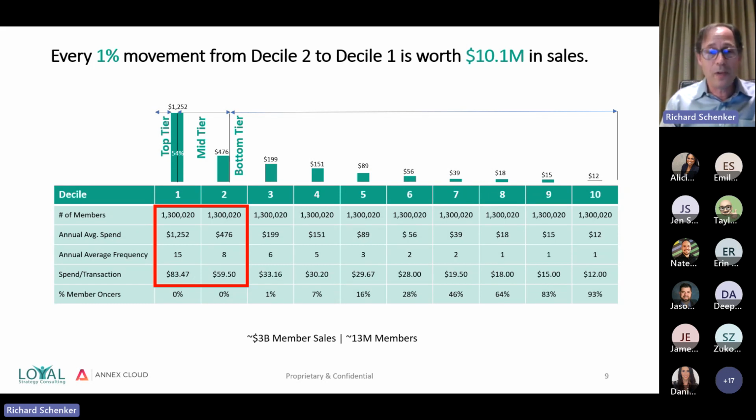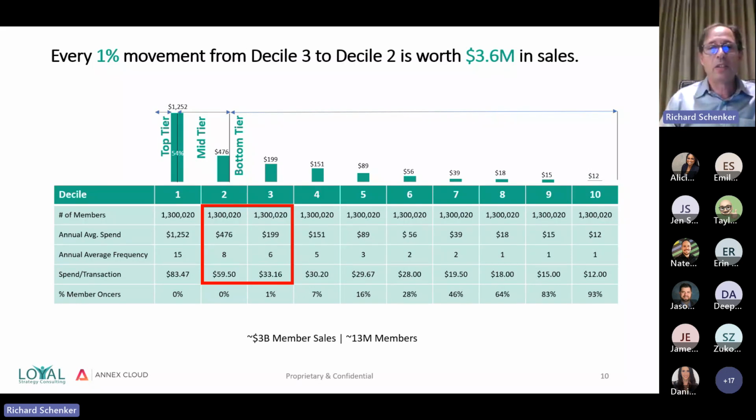You can see the differential between the average spend of 476 versus 1,252. The frequency basically doubles. The spend per transaction almost doubles. So these are important metrics to really understand. That's why deciles are super, super important, because it allows you to make better informed decisions as to how you're going to use your scarce marketing campaign dollars.